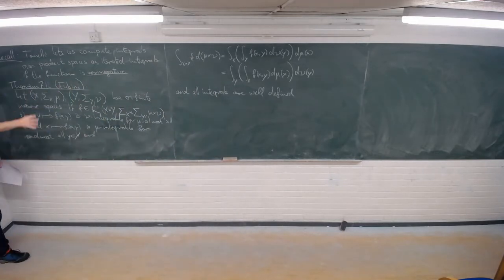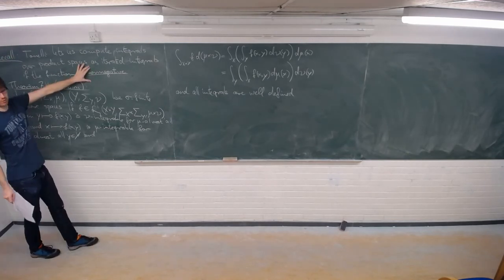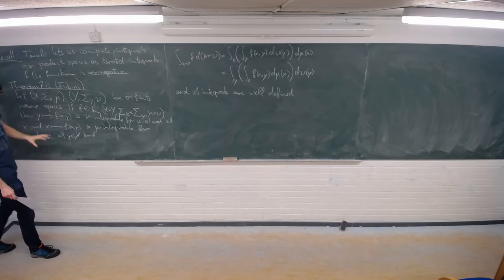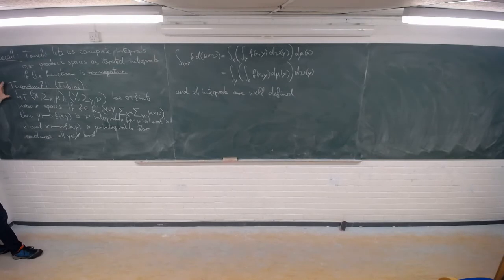But first, let's take a moment and again compare this theorem to Tonelli's theorem. In Tonelli's theorem, as I said, one of the assumptions was non-negativity. That's missing in Fubini's theorem. So the function does not have to be non-negative. It could be anything. But on the other hand, in Tonelli's theorem, the function only had to be measurable, not integrable. So the integral could be infinite over the product space in Tonelli's theorem.